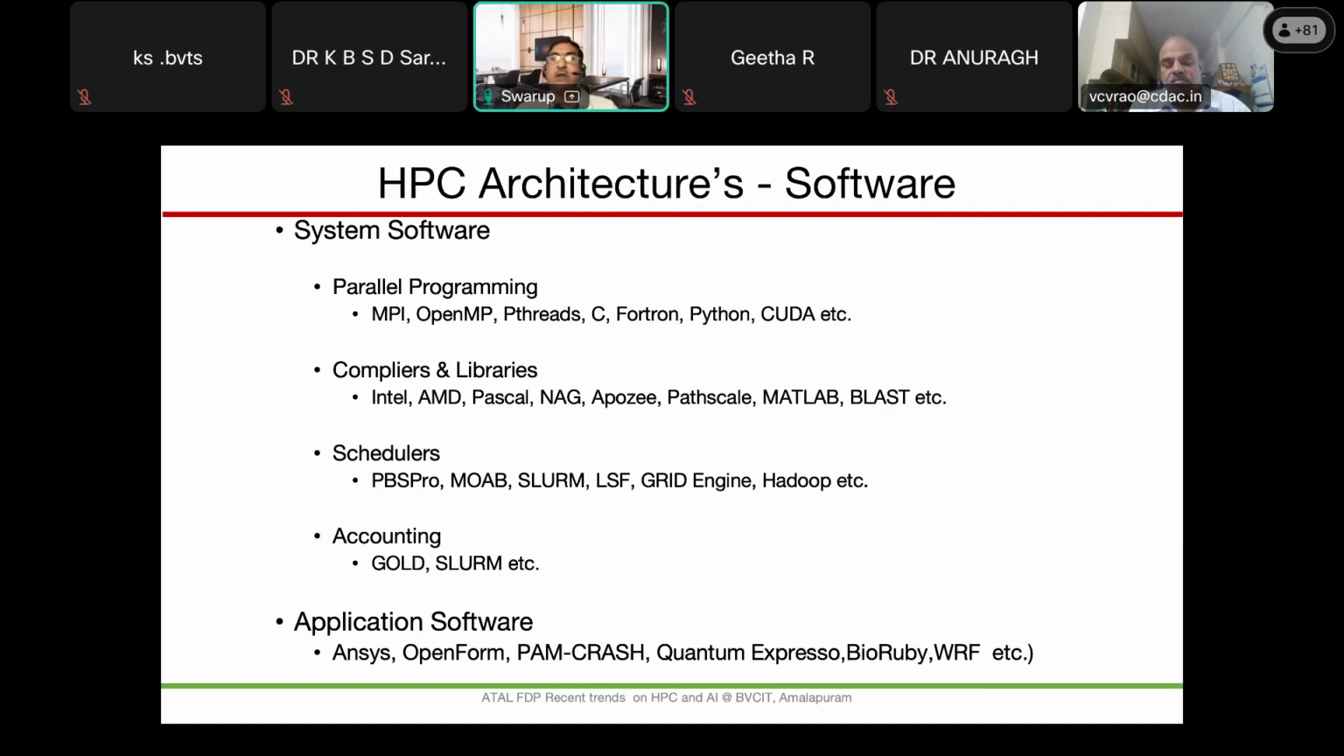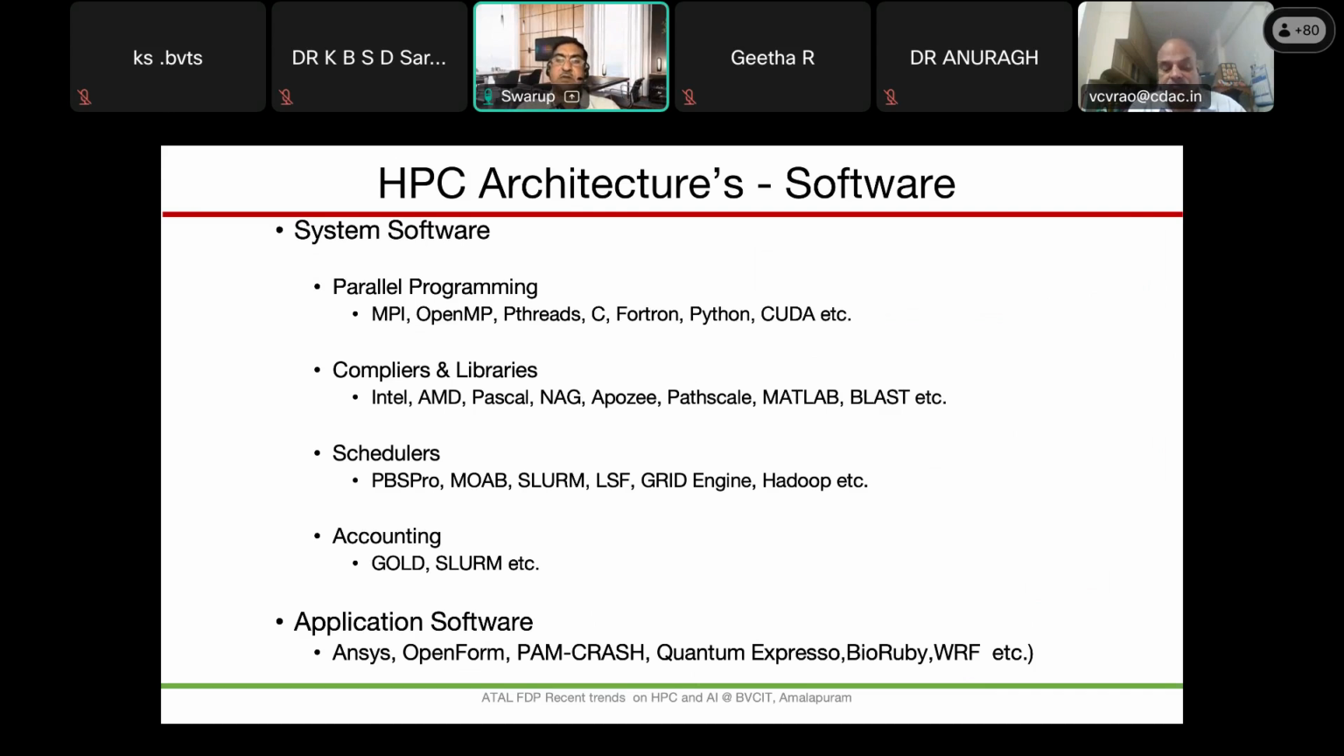These nodes contain software, like parallel programming software, which we call system software, provided by the respective OEMs, original equipment manufacturers, such as Intel or AMD or NVIDIA. So MPI, OpenMP, pthreads, C, Fortran, Python, CUDA, etc. These are the various programming languages available. And the compilers and the libraries are very important.